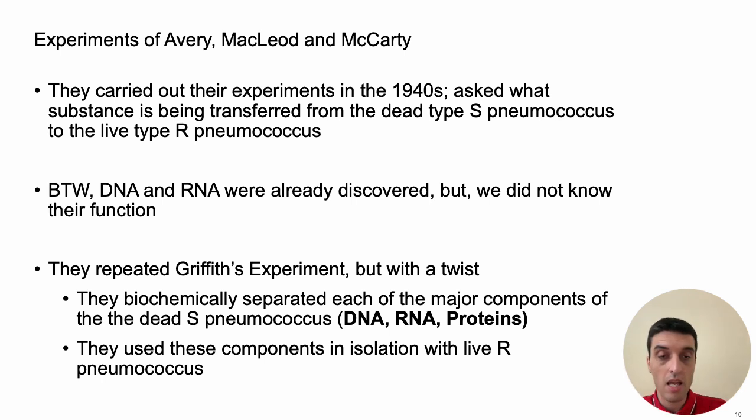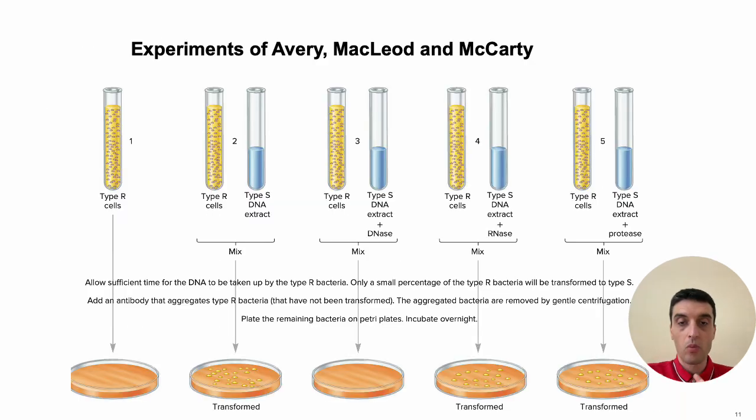They waited overnight, and the next day they looked under the microscope to see if any of these rough pneumococcus had started developing the polysaccharide capsule. This time they didn't want to kill any mice. They didn't need to, either. What they observed is that only with the DNA would the rough pneumococcus become a smooth pneumococcus.